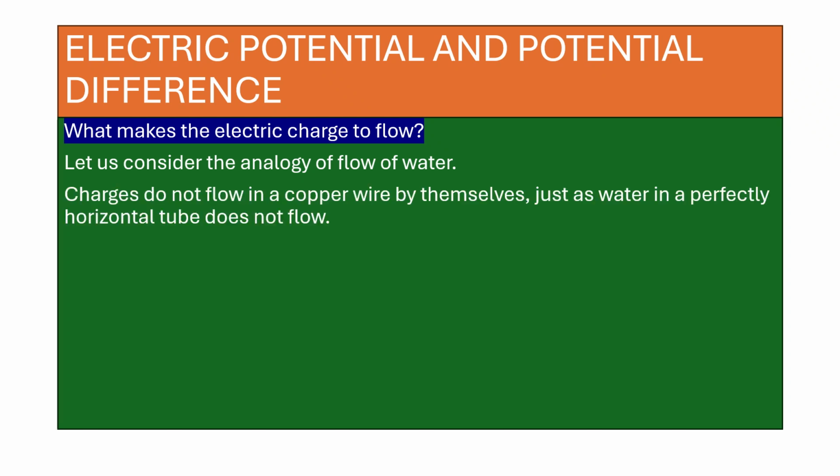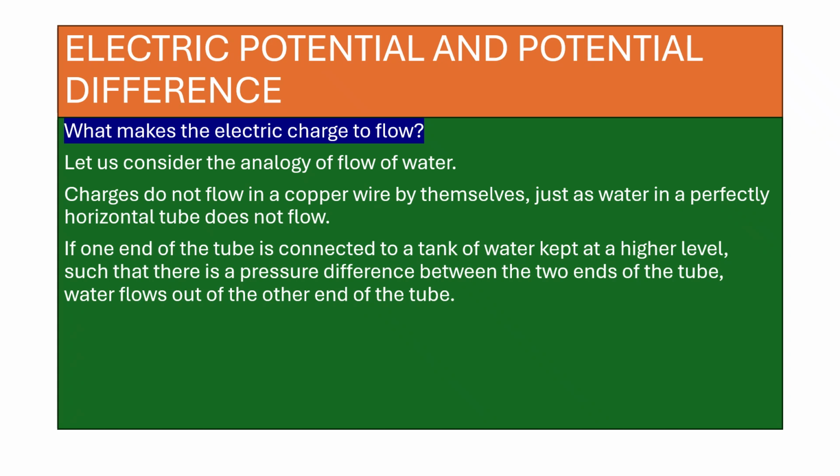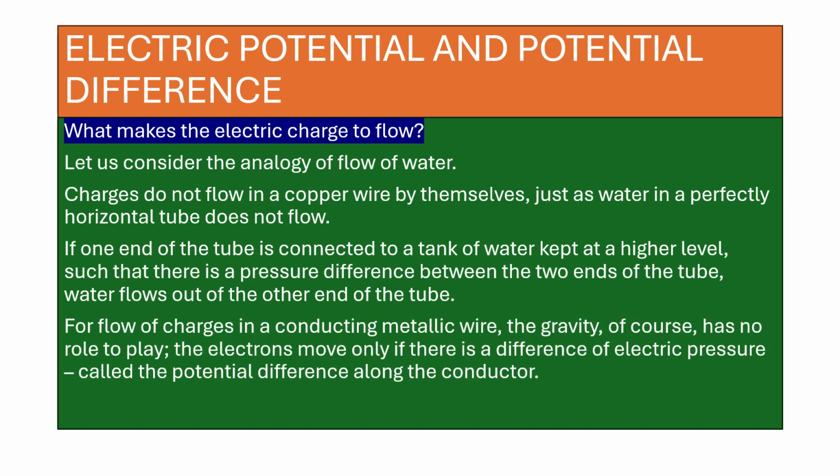See, charges do not flow in a copper wire, or when we are talking about a conductor, by themselves, just as water in a perfectly horizontal tube does not flow. If one end of the tube is connected to a tank of water which is kept at a higher level, such that there is a pressure difference between the two ends of the tube, what will happen? Water flows out of the other end of the tube.